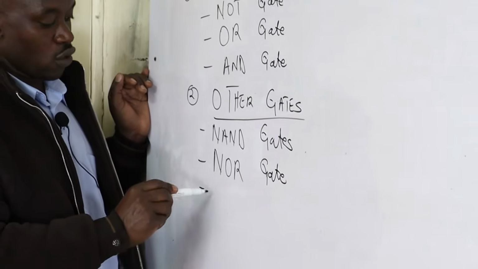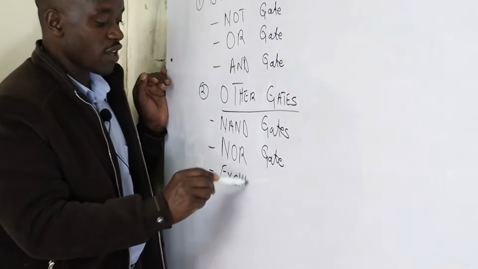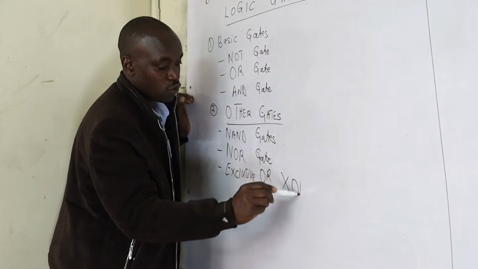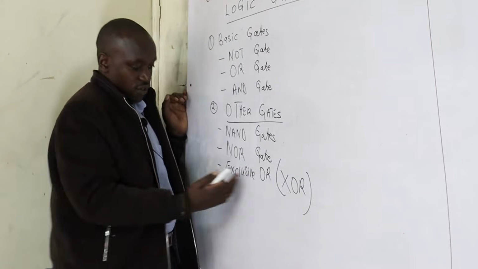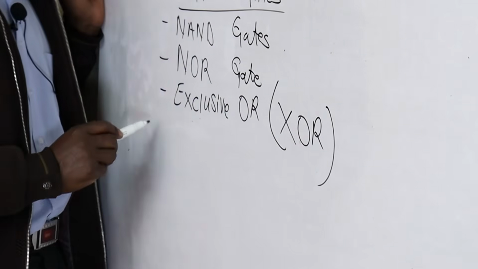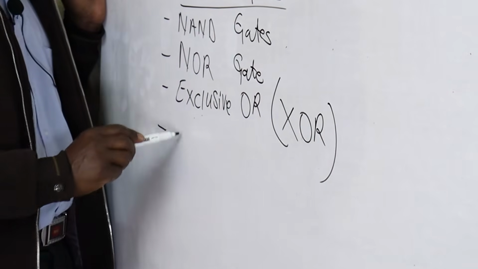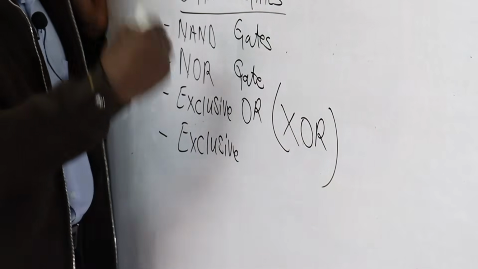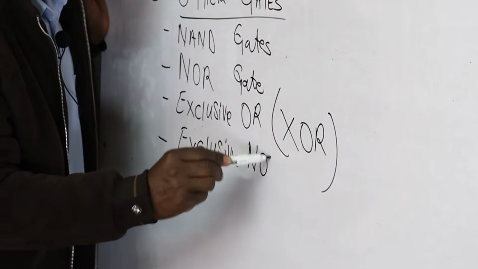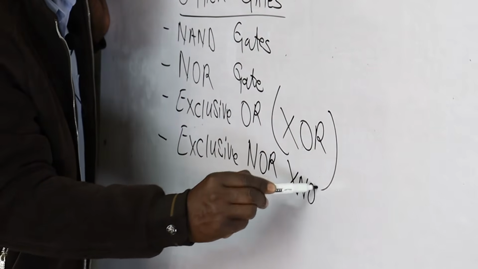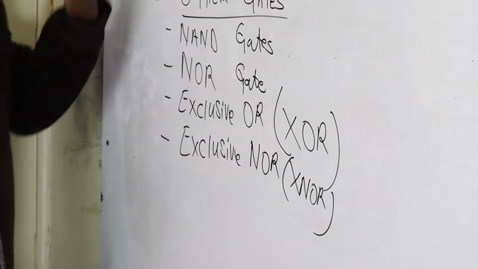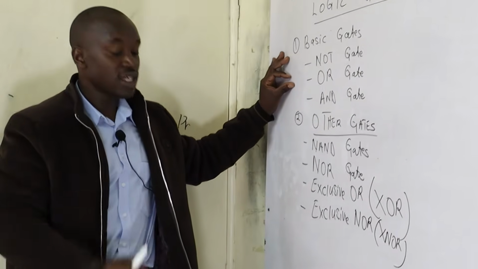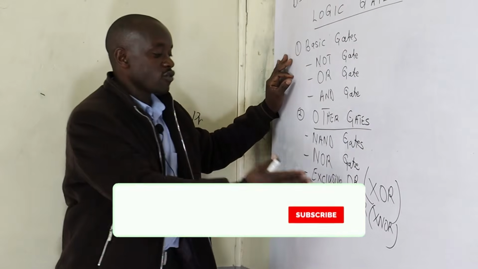Then we have another gate we call exclusive OR. It's a special type of OR gate. In simple terms, most people refer to it as XOR. So whenever you see exclusive OR or XOR, it means this gate. Then we have exclusive NOR, a special type of NOR gate, which we call XNOR. So these are the gates: NOT gate, OR gate, AND gate, NAND gate, NOR gate, exclusive OR gate, and exclusive NOR.